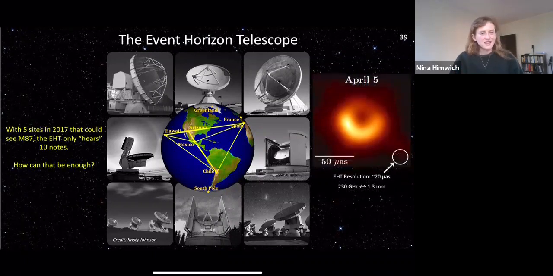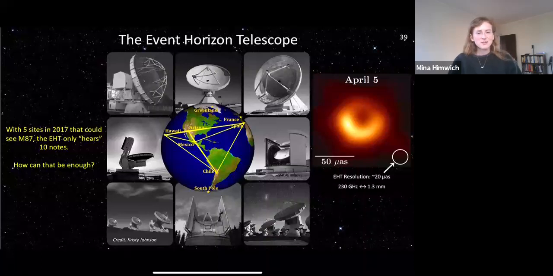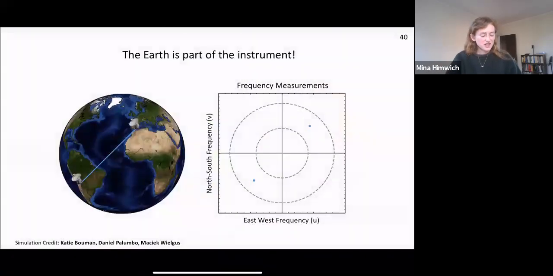We'll go into that. But one other question you might have is that with only 5 sites, the EHT only used 5 sites in 2017 to make this image, which corresponds to only hearing about 10 notes. And how can that be enough information to reconstruct the image? And there's one other very important part of the EHT that it uses to get more information, which is that it makes the Earth part of the instrument. And so as the Earth rotates, the baseline, as seen from the black hole, will change in orientation and in length.